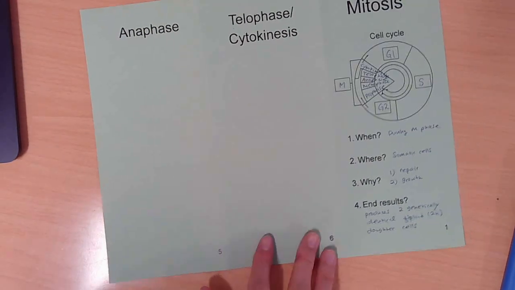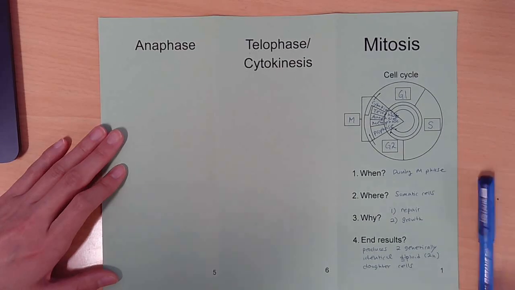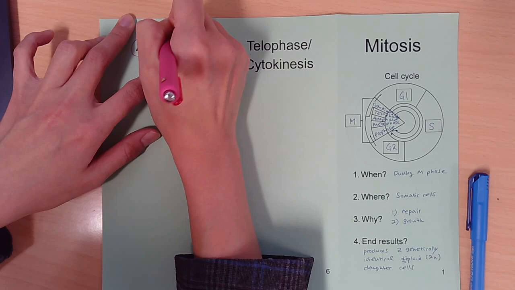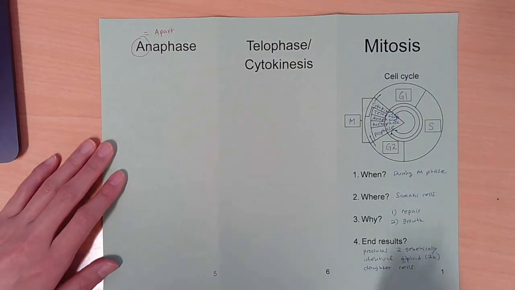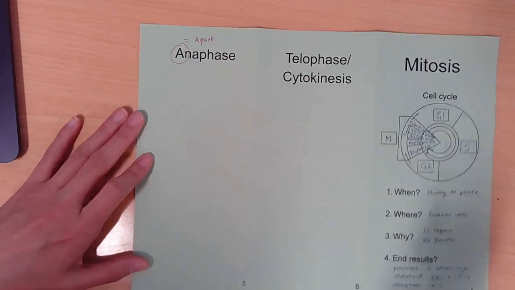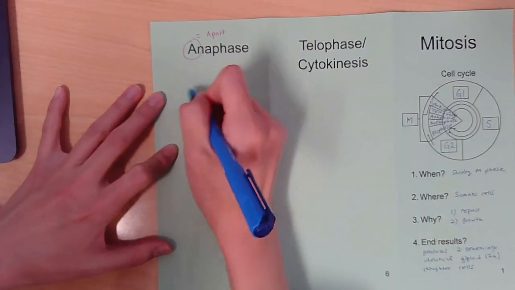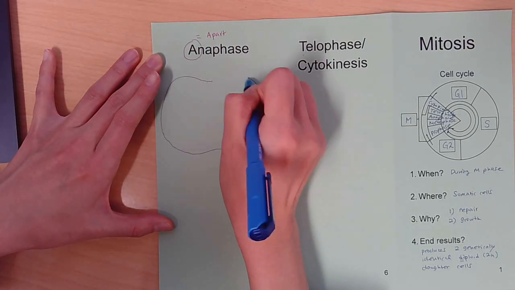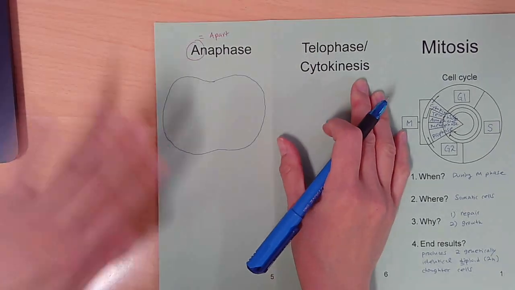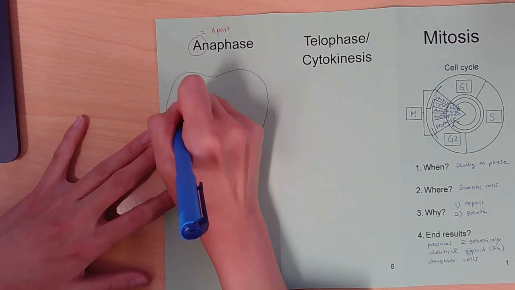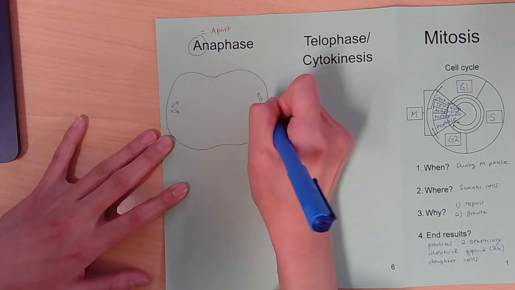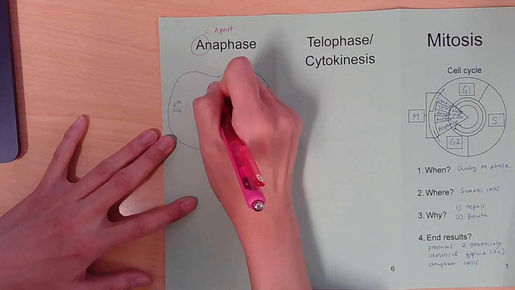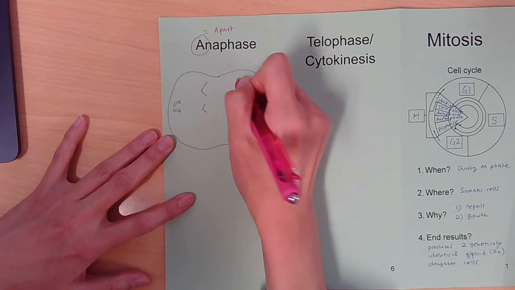So let's go over to the back page. Let's go over anaphase. I want you to remember A for apart. We're pulling apart the chromosomes to opposite sides. So during anaphase, the cell elongates a little bit. So it becomes longer, like so. We still have centrioles on opposite sides of the cell. And now all the chromosomes are being pulled apart to opposite sides.